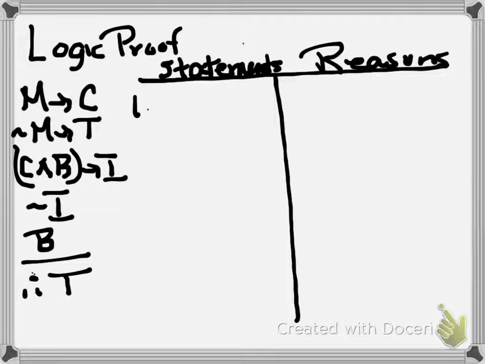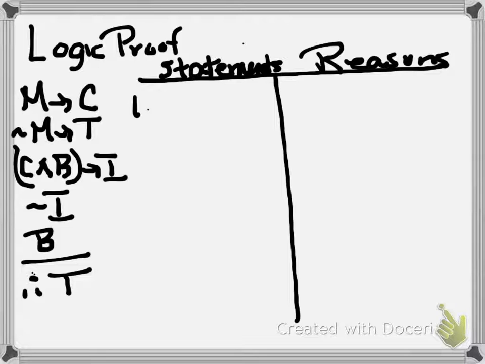A logic proof. So the different statements are, if I save money, then I buy a car. M implies C. If I do not save money, then I'll take the train. Not M implies T. Compound hypothesis. If I buy a car and a bike, is C and B in parenthesis, then I need insurance. Not I, I do not need insurance. I buy a bike is B. What you need to prove is I will take the train.